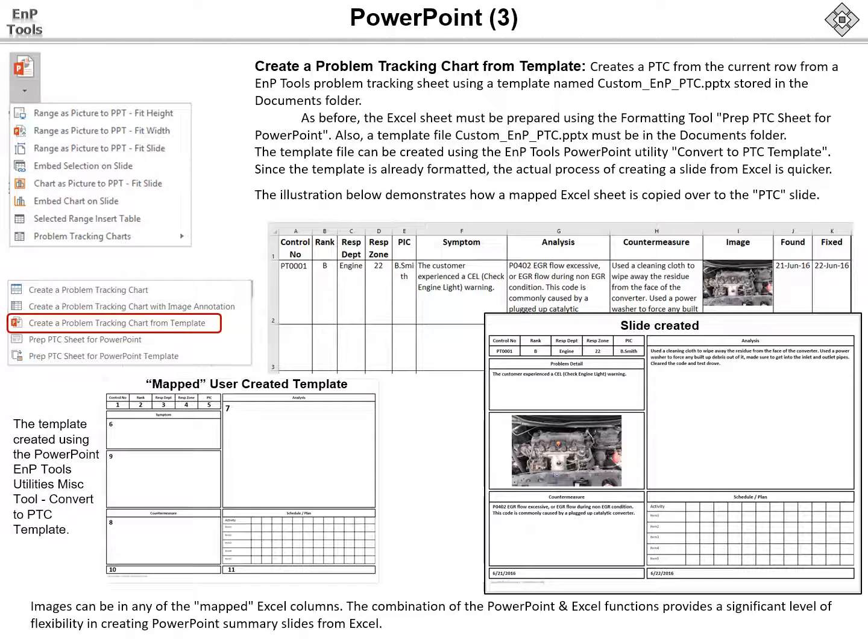Note: the Excel sheet must be prepared using the formatting tool, Prep PTC sheet for PowerPoint. Also, the properly prepared PowerPoint slide template must be available in the Documents folder. The template file can be created using the EnP Tools PowerPoint utility, Convert to PTC Template. Since the template is already formatted, the actual process of creating a slide from Excel is quicker. The following is a demonstration of using a slide template.